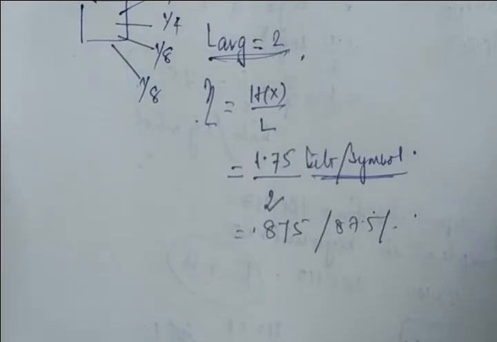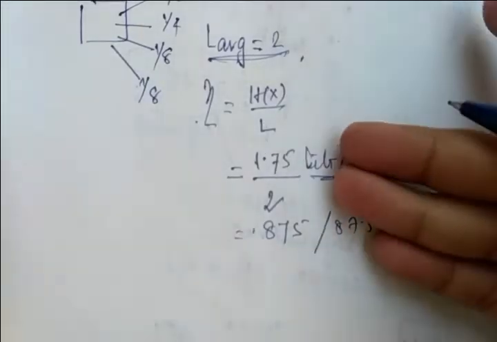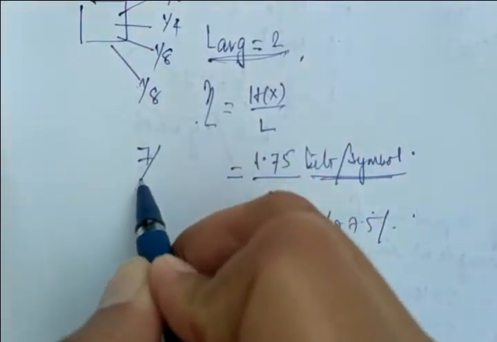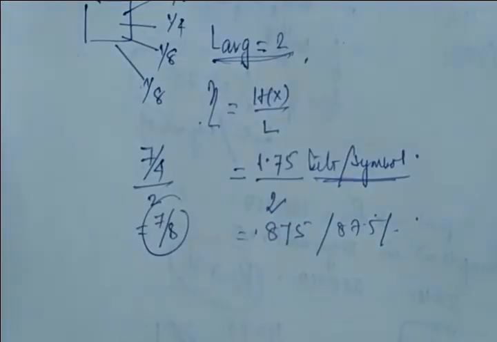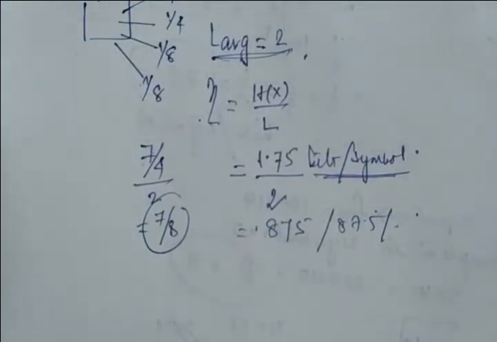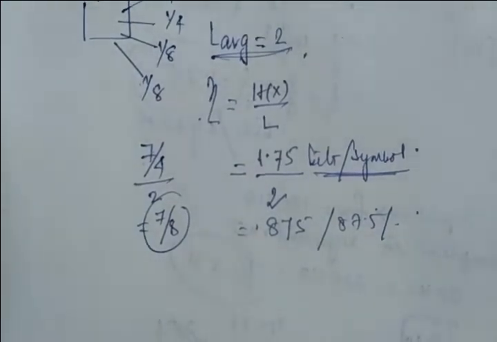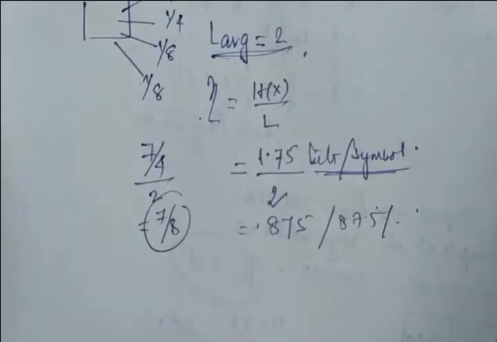So how can we calculate? The simple way: if you calculate Hx as a fractional value, you will get 7 by 4. So put the value of 7 by 4 divided by 2. This is nothing but 7 by 8. So the answer will be 7 by 8, nothing else. So this is a very simple question.